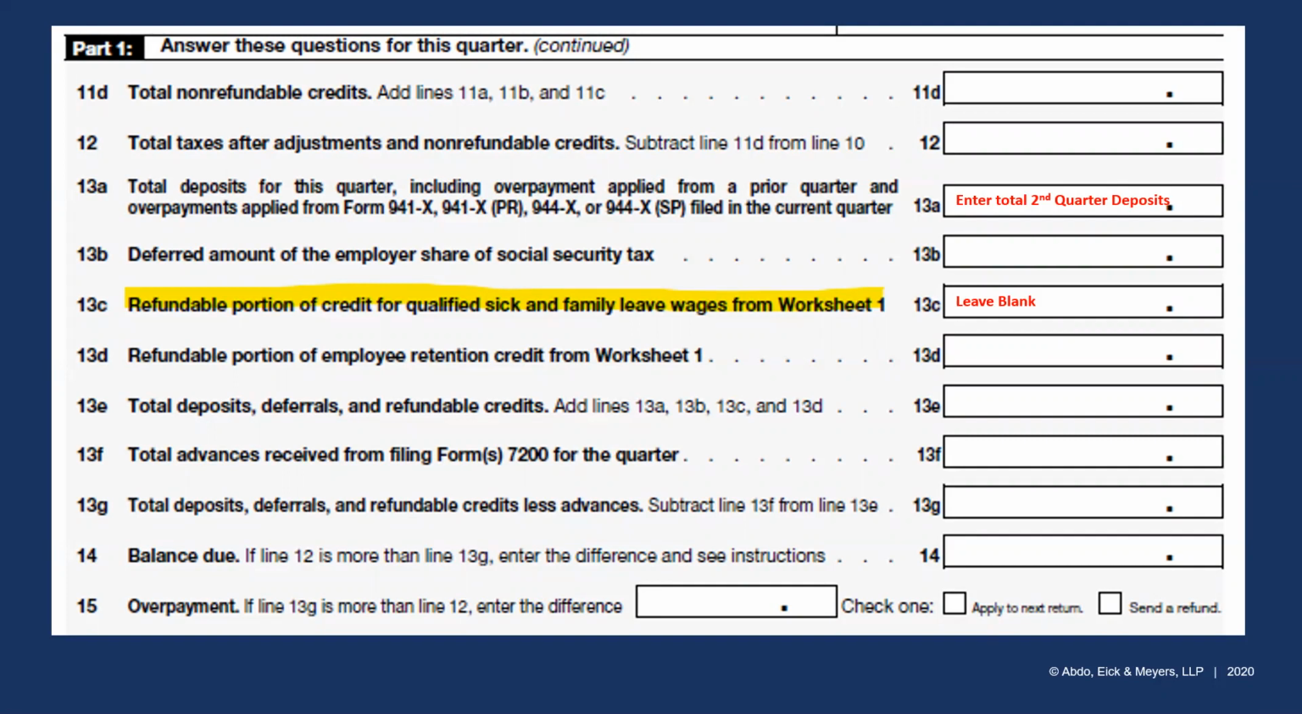And then really this line 13C, this refundable portion of credit for qualified sick and family leave wages. Again, even though you've paid out those wages as an employer, you would still leave this field blank because government employers are not eligible for any refundable or non-refundable credits or refunds. So that again can be left blank, and you can walk yourself through the rest of the calculations. Should be fairly self-explanatory. Also keeping in mind line 13D, anything referring to an employee retention credit, government employers are going to be able to just skip right over that because they're not eligible for that either. And you should be able to get yourself down to either the balance due or overpayment, and you'd handle that just like you historically have on your Forms 941.